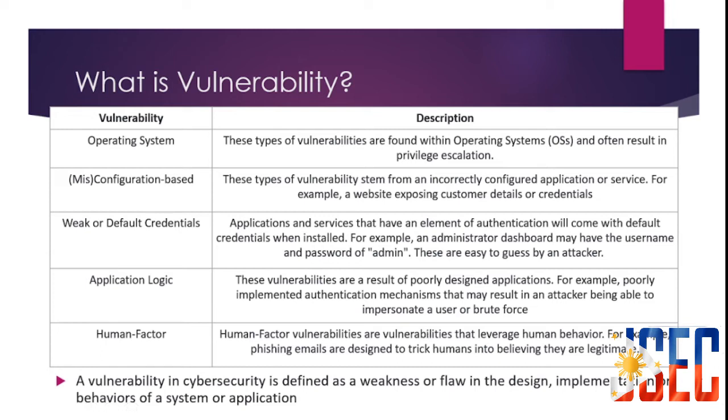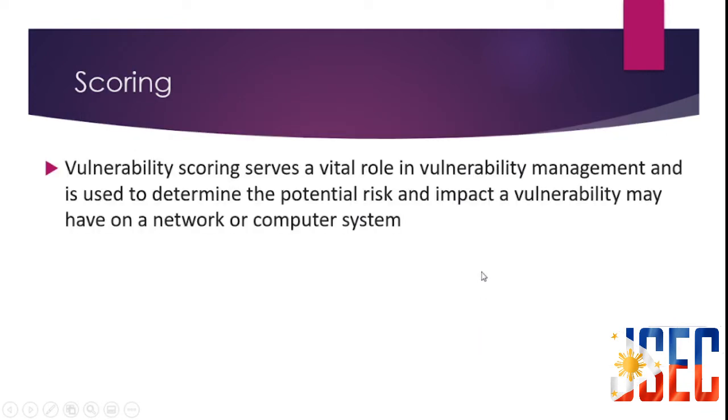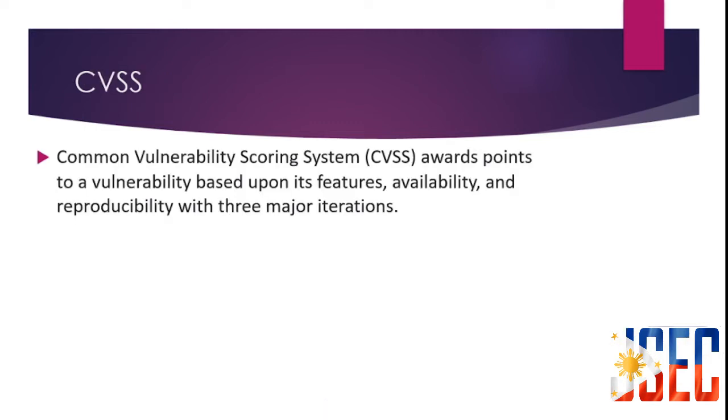A vulnerability in cybersecurity is defined as a weakness or flaw in the design, implementation, or behaviors of a system or application. Vulnerability scoring serves a vital role in vulnerability management and is used to determine the potential risk and impact a vulnerability may have on a network or a computer system. For example, the popular Common Vulnerability Scoring System, the CVSS, awards points to a vulnerability based upon its features, availability, and reproducibility, with 3 major iterations.